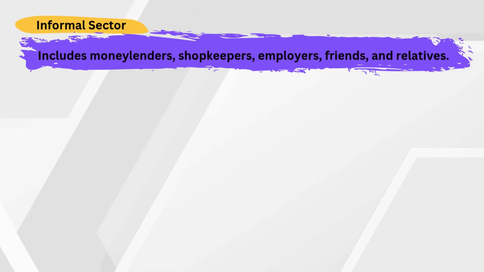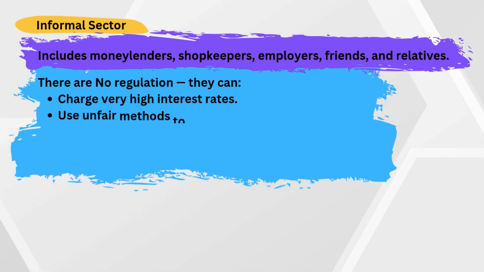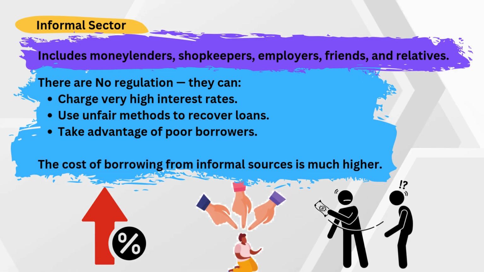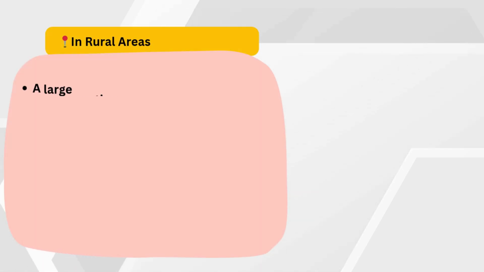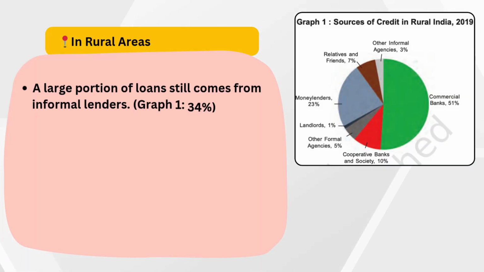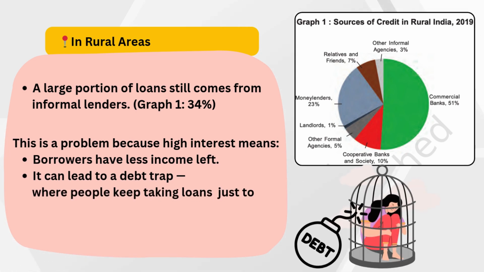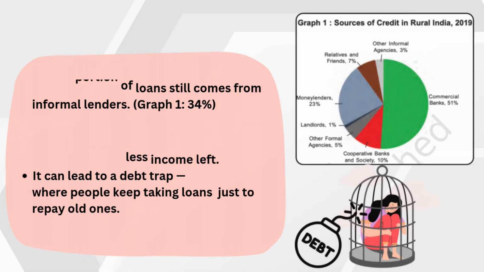Now moving on to informal sector. This includes money lenders, shopkeepers, employers, friends, and relatives. There are no regulation. They can charge very high interest rates, use unfair methods to recover loans, take advantage of poor borrowers. The cost of borrowing from informal sources is much higher. Now, in rural areas, a large portion of loans still comes from informal lenders. This is a problem because high interest means borrowers have less income left. It can lead to a debt trap where people keep taking loans just to repay old ones. In the case of Sapna the farmer.